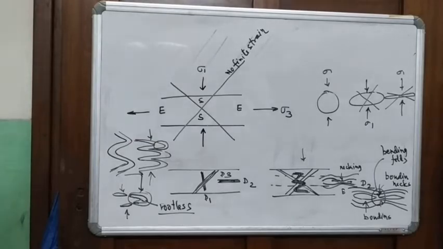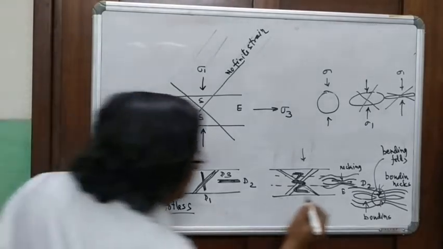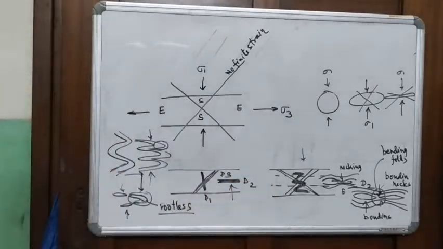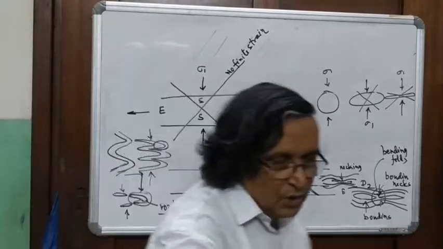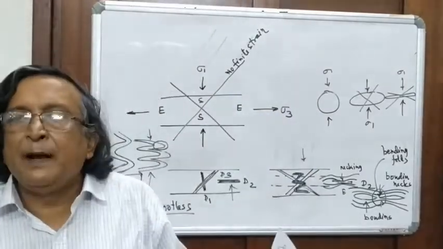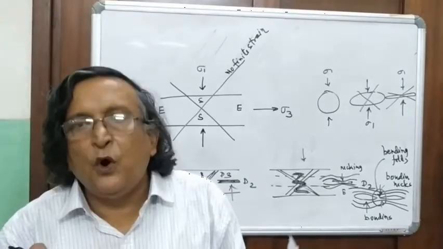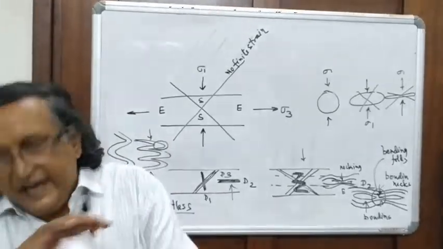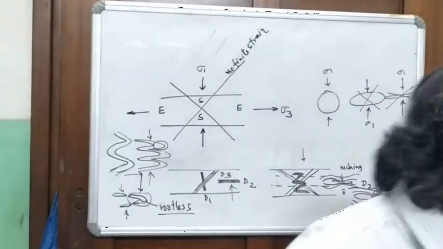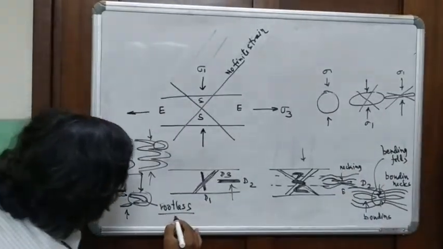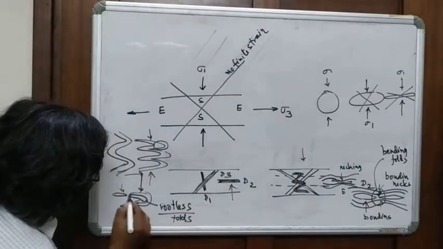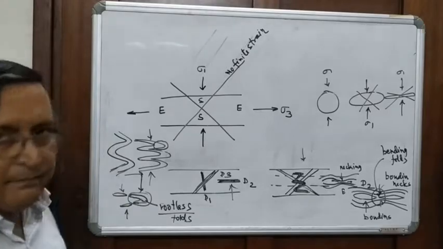So if it bends to the direction of stretching, then they will behave now like D2. So what will happen? Different parts of the fold will become detached, and you will have buddins. The limbs will become buddinaged. You will have bending folds. You will have necking, and even the hinge part will be detached from the main body, giving you what is called rootless folds. Rootless fold. That means it is no more connected to the limb.